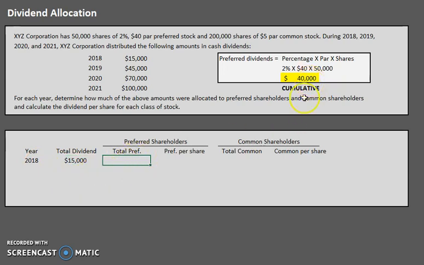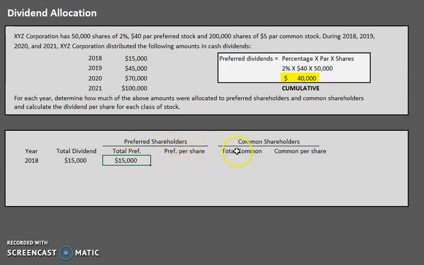Preferred shareholders want $40,000. However, are they going to get the full $40,000? Unfortunately not, because XYZ Corporation did not have enough money to pay them. So how much of this $15,000 dividend are preferred shareholders going to receive? $15,000. They receive the full amount. I'm sure they would love to receive more, but they cannot receive the full $40,000 because they don't have that money right now. We're going to come back to that for preferred per share at the end.